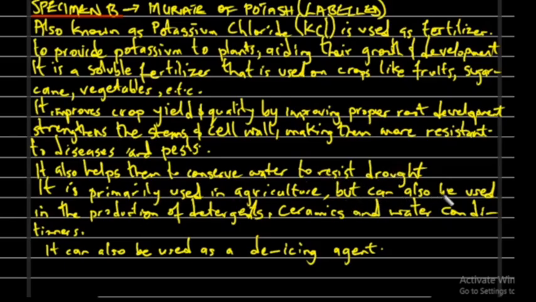It is primarily used in agriculture, but there are other uses of it. It can also be used in the production of detergents, ceramics, as well as water conditioners. You can also use it as a de-icing agent. All of these are the properties that we need to look at when talking about muriate of potash.